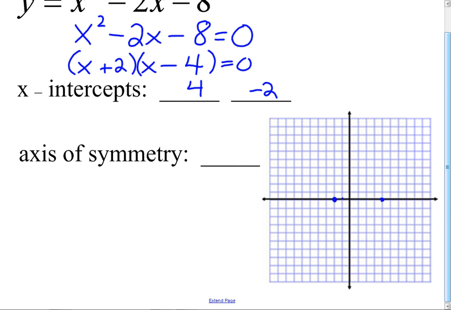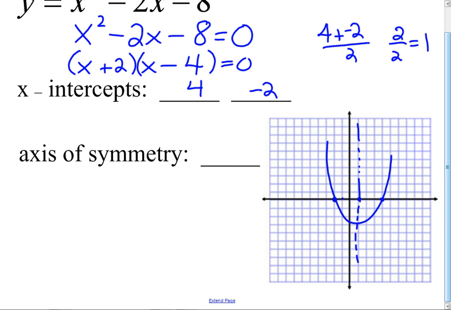So if I were to graph that, 1, 2, 3, 4, 1, 2, and then I'm going to be halfway in between. Now let's not count, Julian. Let's just average them. You add 4 plus a negative 2 and divide by 2. What's 4 plus a negative 2? 2. 2 over 2 is 1. So there it is. There's my axis of symmetry. My parabola does something like that. And we can model many things with parabolas.